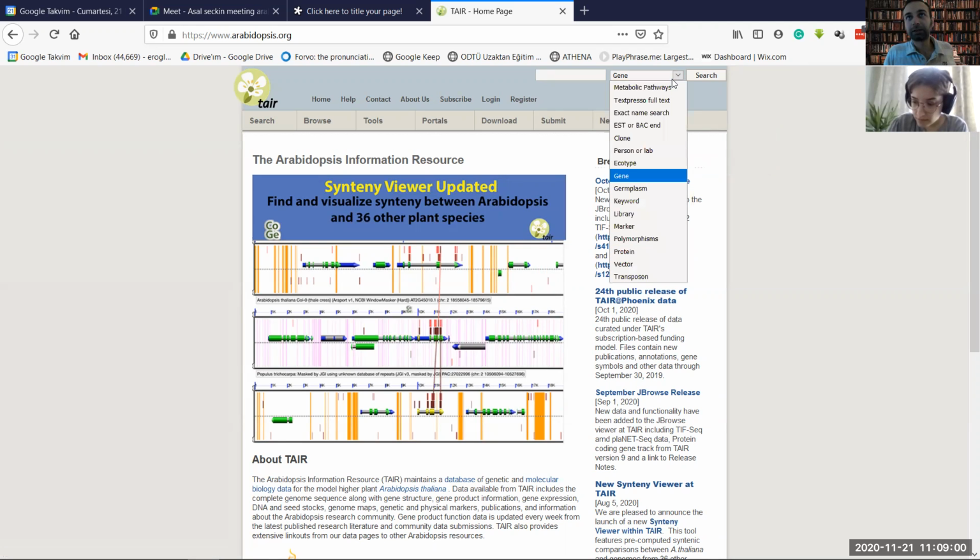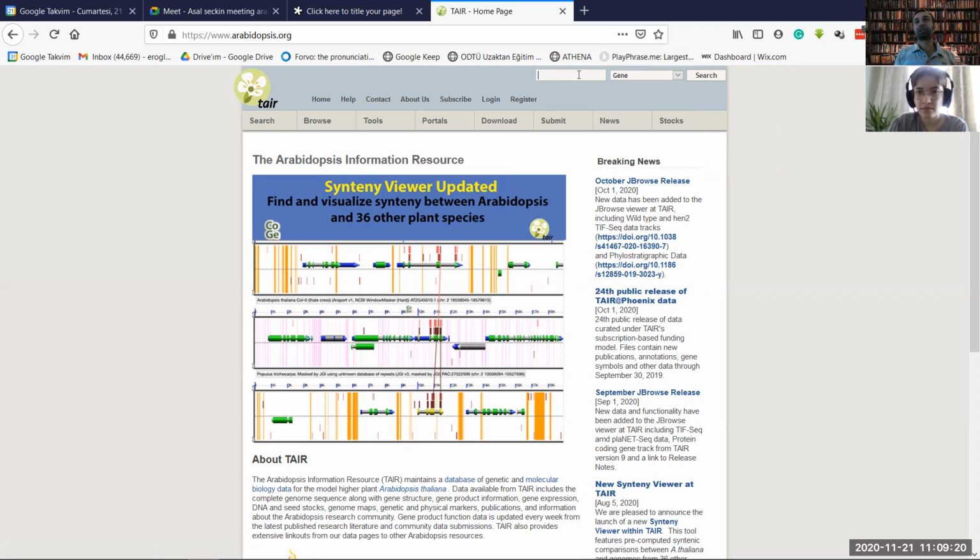How do you start examining your gene or mutant of interest? You push here and you can do some search. There are many different types of search. I think the most commonly used one is the gene name. For the name of the gene, you have two options. Either you can write the ATG number of the gene. ATG is the standard gene name for arabidopsis genes. Or you can write the popular name of the gene.